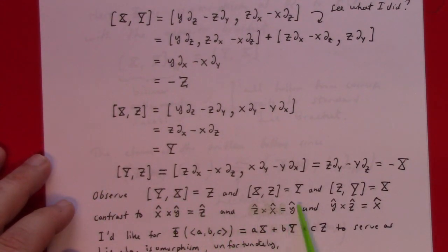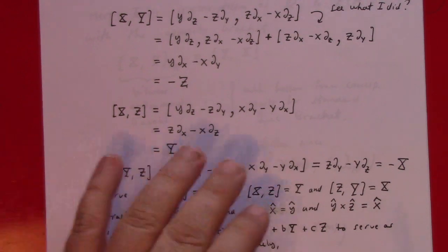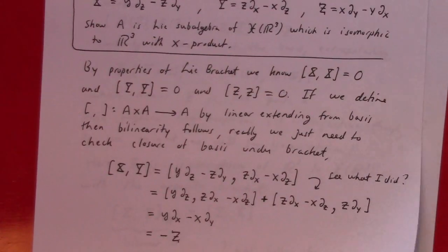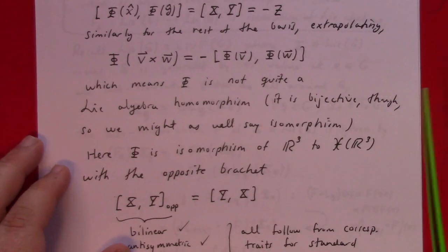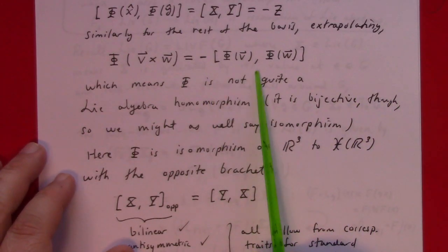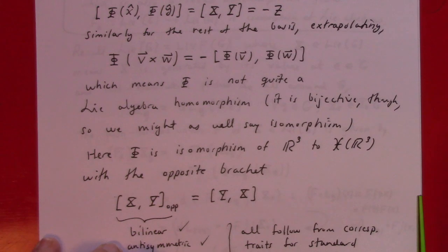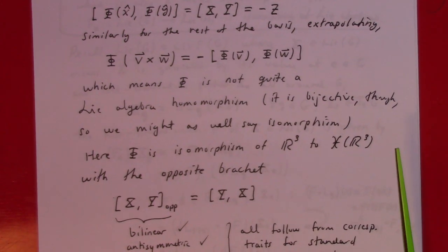So the pattern is very similar to the cross product for R3, but not quite, because I have x cross y hat is z hat, but I have y bracket x is z. So I would like for the isomorphism just to be vector a, b, c maps to ax plus by plus cz. But unfortunately, that's not quite a Lie algebra isomorphism, because I don't preserve the bracket. I get minus the bracket. So this is like an anti-homomorphism or something. Now it is a bijection, so I might as well say anti-isomorphism.